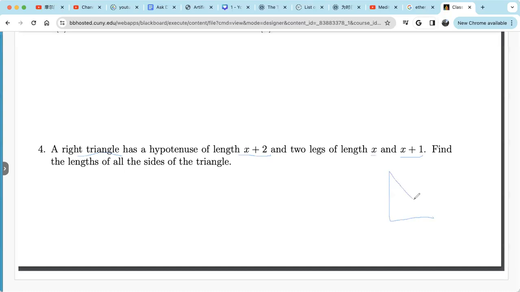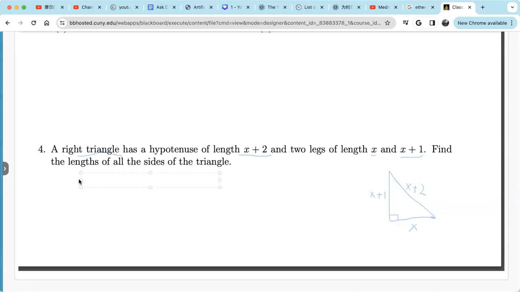So this is a right triangle, right? Right triangle means one angle is 90 degrees. The hypotenuse is this longer one, opposite to the 90 degrees. So this side is x plus 2. And the 2 legs, one is x, and the other one is x plus 1. Find the length of all sides. So basically we need to find x. If we find x, we find all the sides. So we use the Pythagorean theorem.